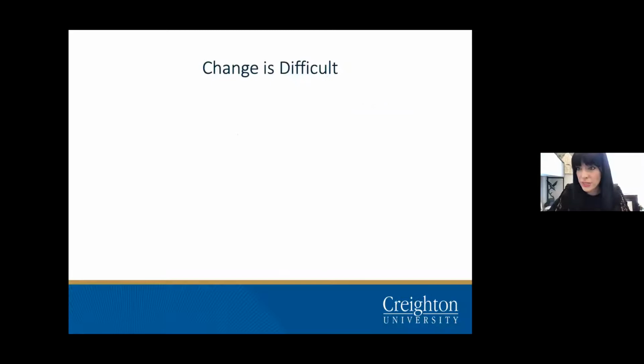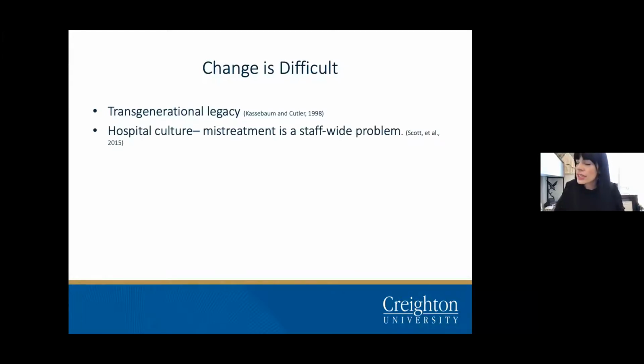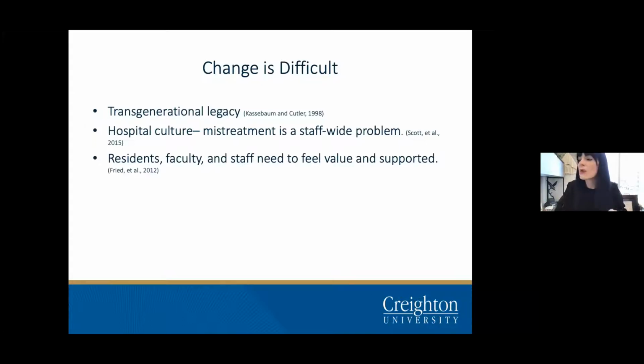Problem is, change is really difficult. There's a transgenerational legacy: I was trained this way, so I'm going to train you this way. Right? We see transgenerational or generational trauma in families, and that's kind of what's going on in the culture of medicine. We're just passing it down from one person to the next. Hospital culture, mistreatment is a staff-wide problem. This is not just among nurses, it's not just among docs, it's a staff-wide problem and that's hard to address. Residents, faculty, and staff need to feel valued and supported.